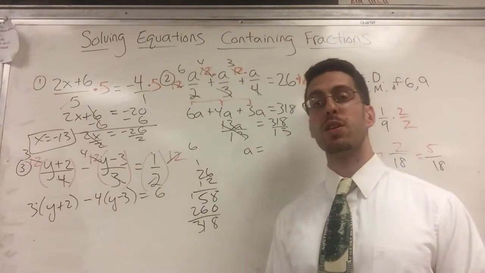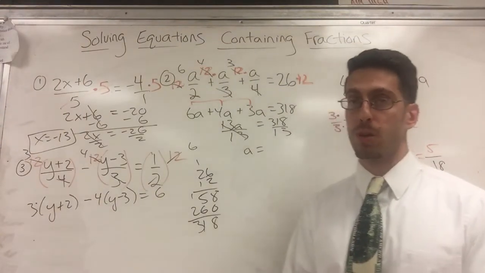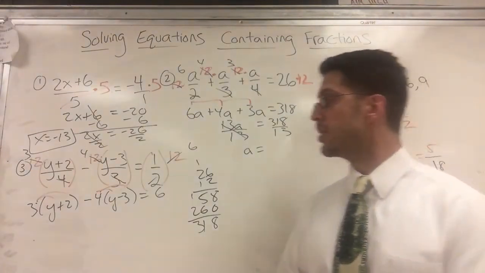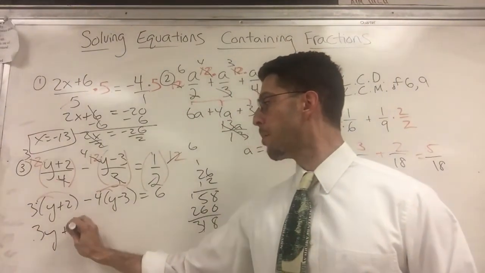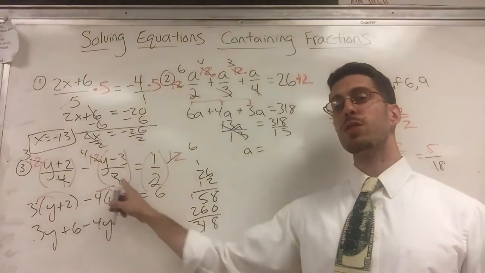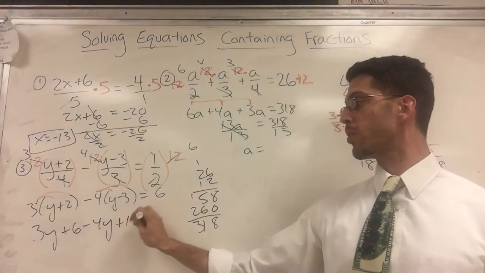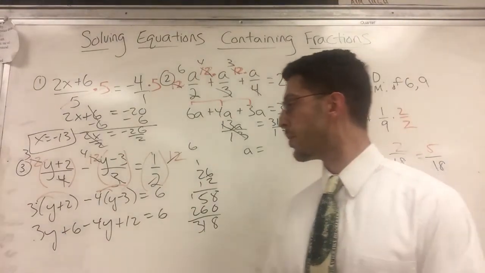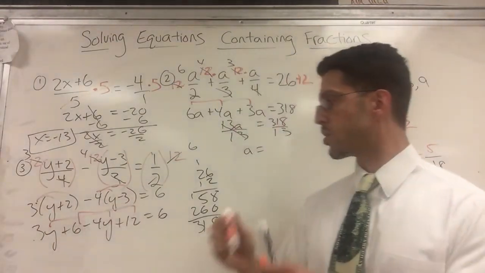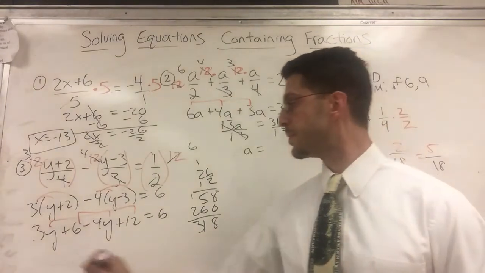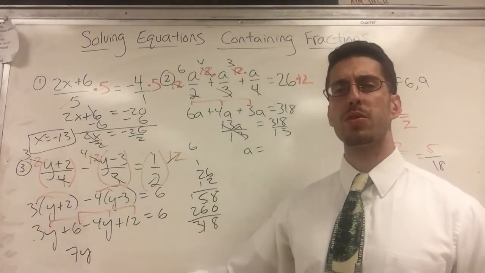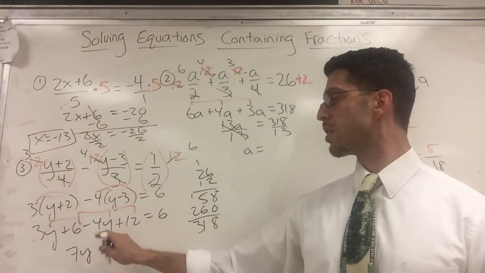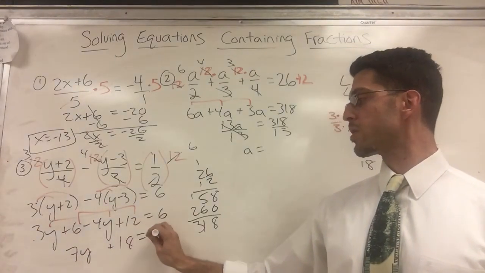And if you saw my video on distributive property, well, you're going to do it twice, here and here. So we got 3y plus 6 minus 4y. Negative 4 times negative 3 is plus 12 equals 6. And then there's a couple of different ways to solve this. I'm going to combine like terms. So I have negative y. I hope you can still see this. If not, you should be writing it. Negative y plus 18 equals 6.